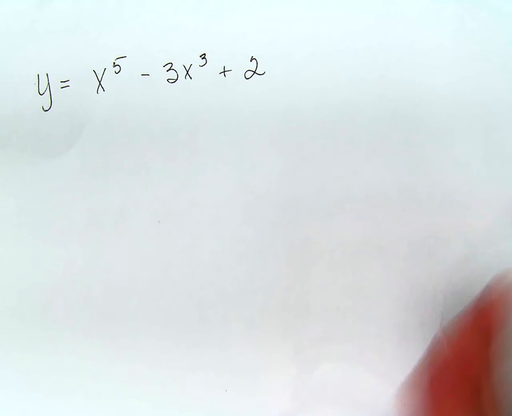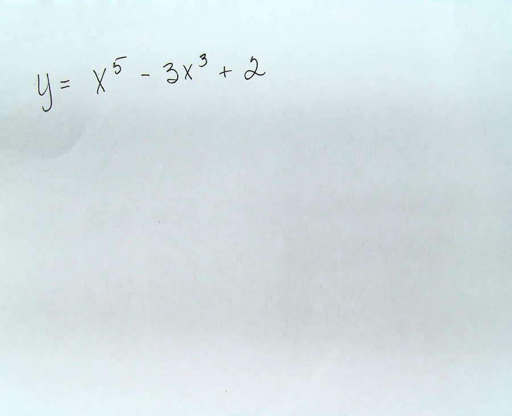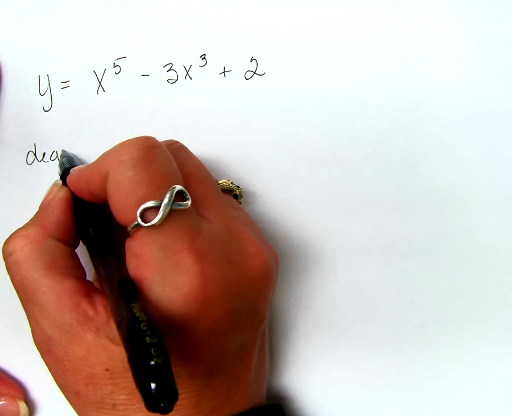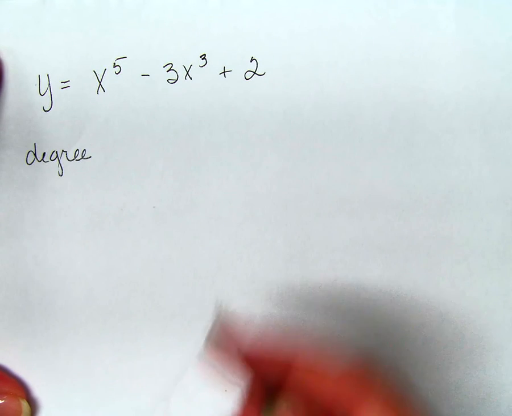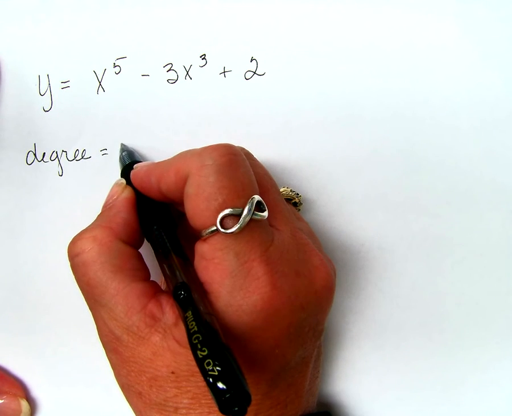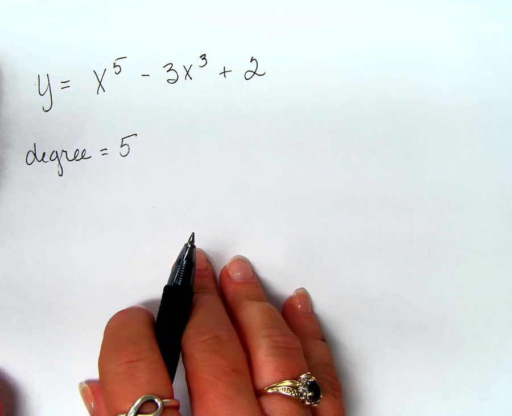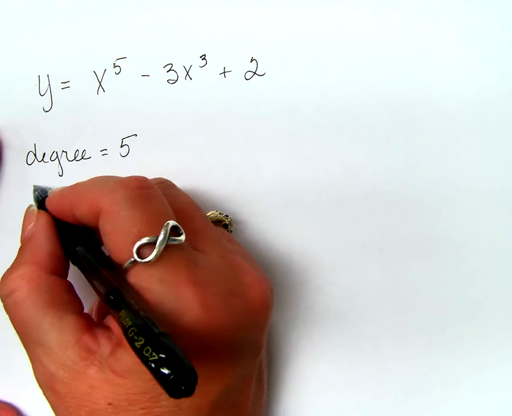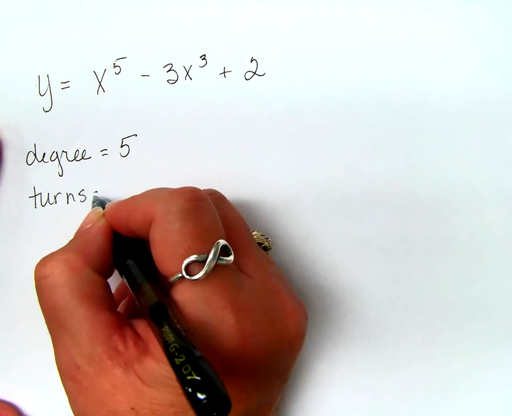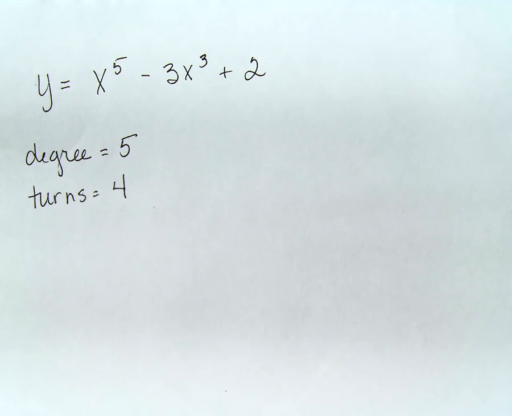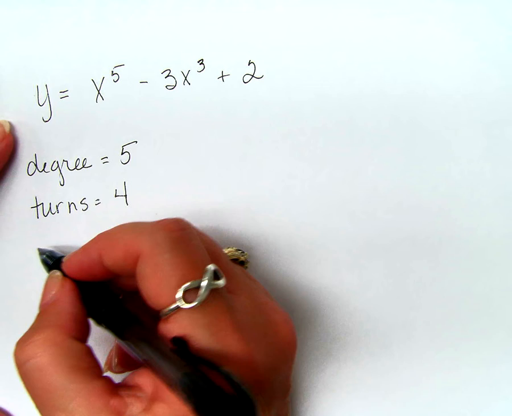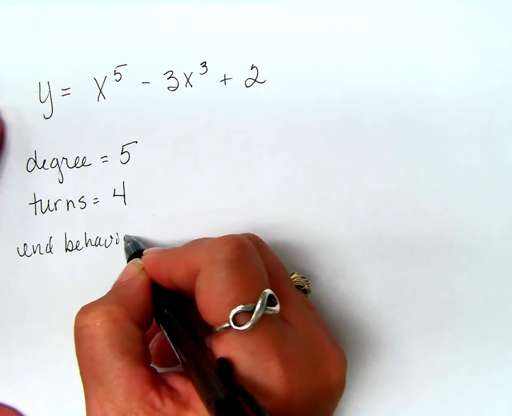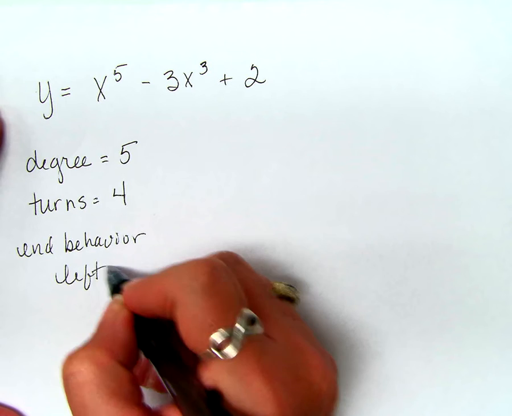y equals x to the 5th minus 3x to the 3rd plus 2. So the first thing we want to identify is the degree. What's the degree? 5. Degree is the highest exponent. Okay? Now, how many turns will it have maximum? 4. 4 turns. Then we want the end behavior. To the left and to the right.